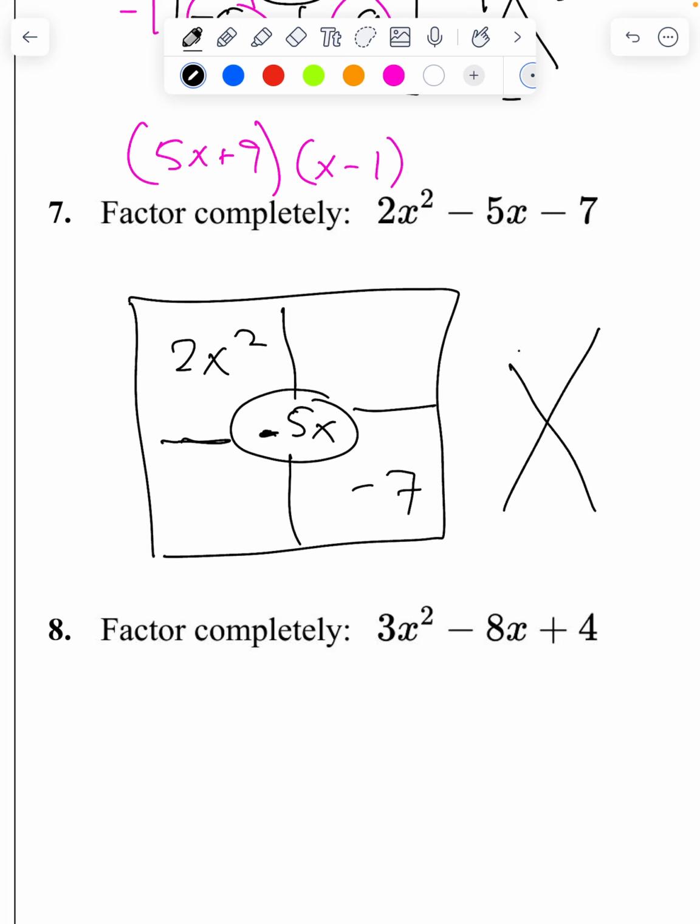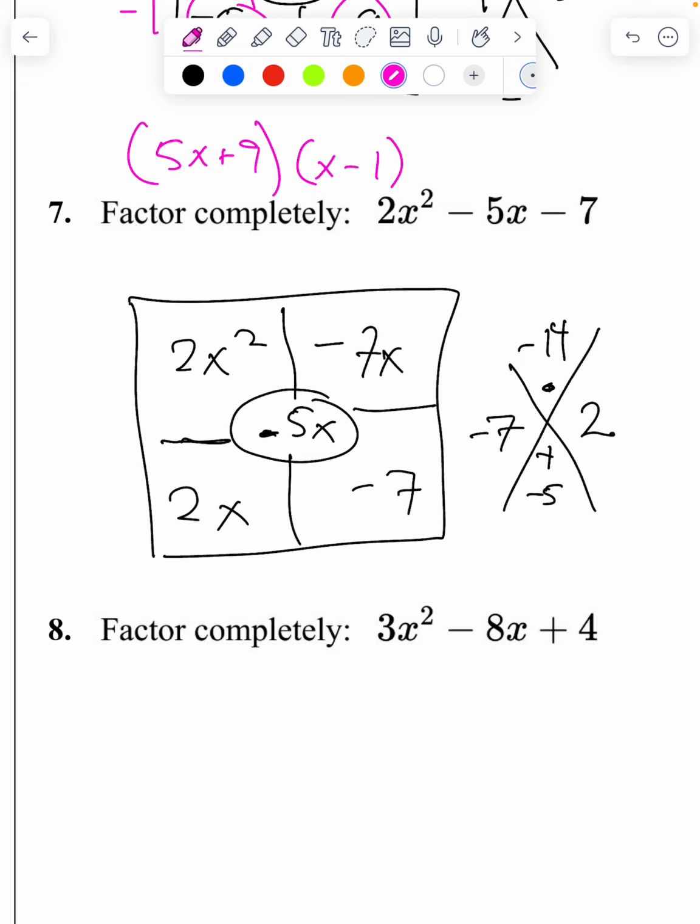So I've got to multiply to negative 14 and add to negative 5. So I'm thinking a 7 and a 2, but I need the 7 to be negative. So I'll write negative 7x and 2x here.